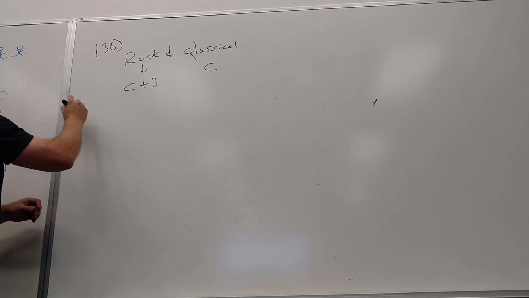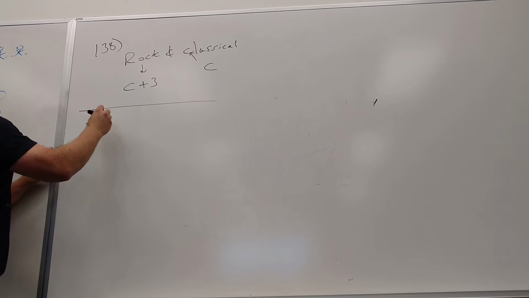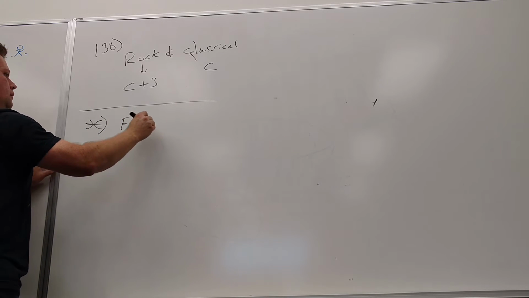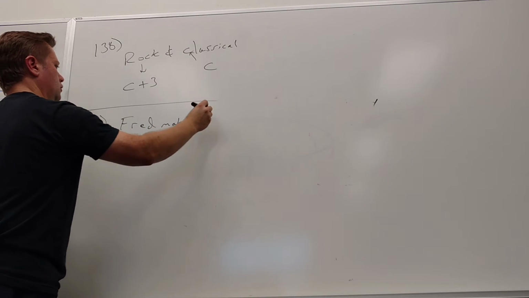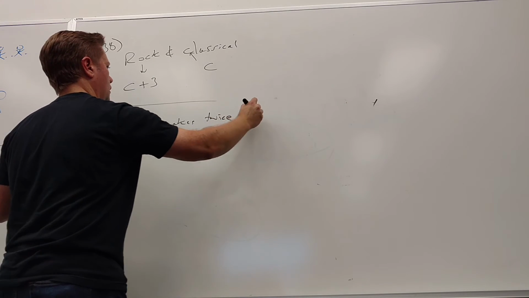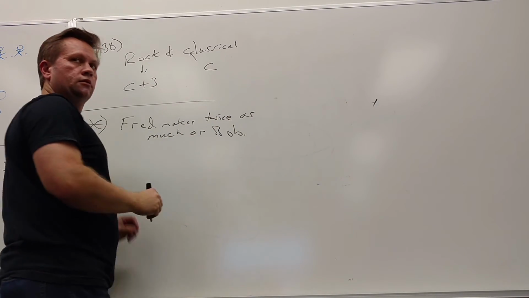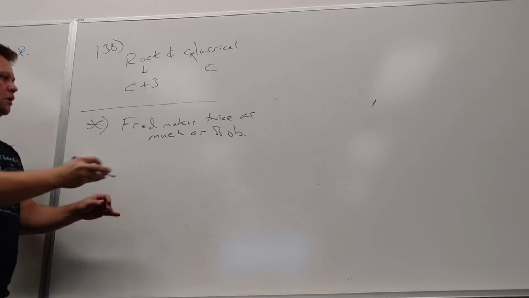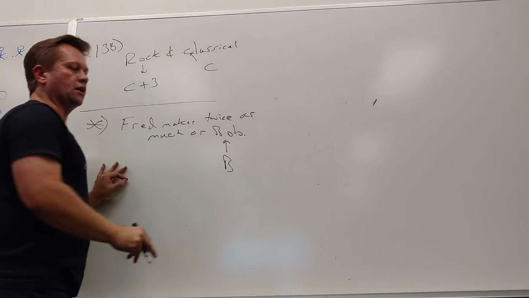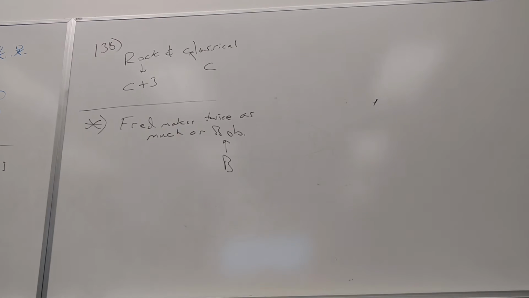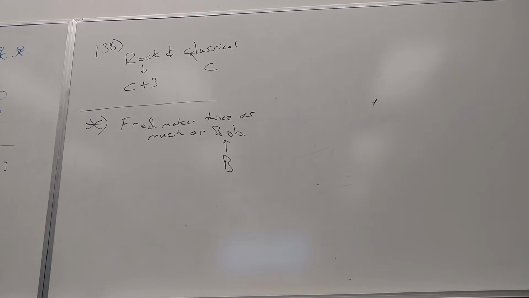So I love those I just got. Let's say that Fred makes twice as much as Bob does, right? And I'm going to tell you, Bob makes B dollars. Bob makes B dollars. That's good. Bob B. I love it. So how much does Fred make? 2 times. 2 times B.